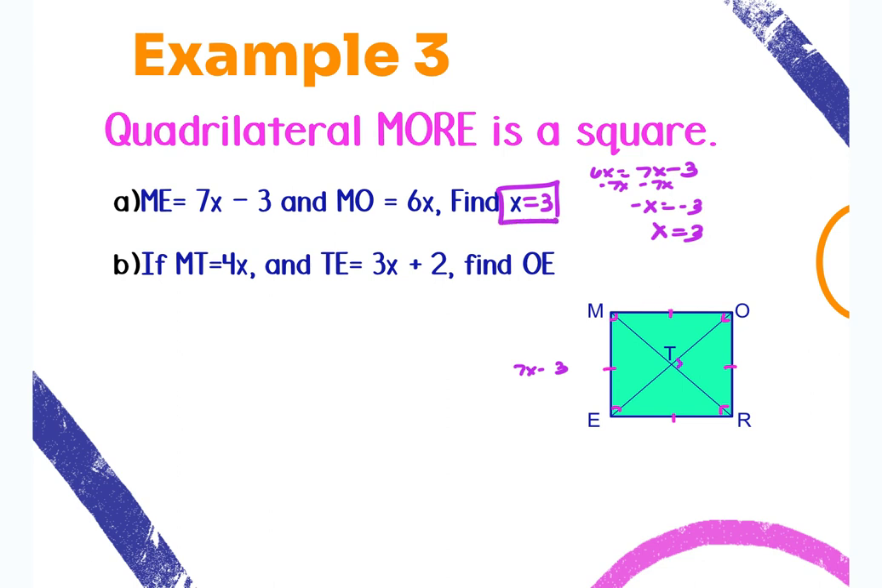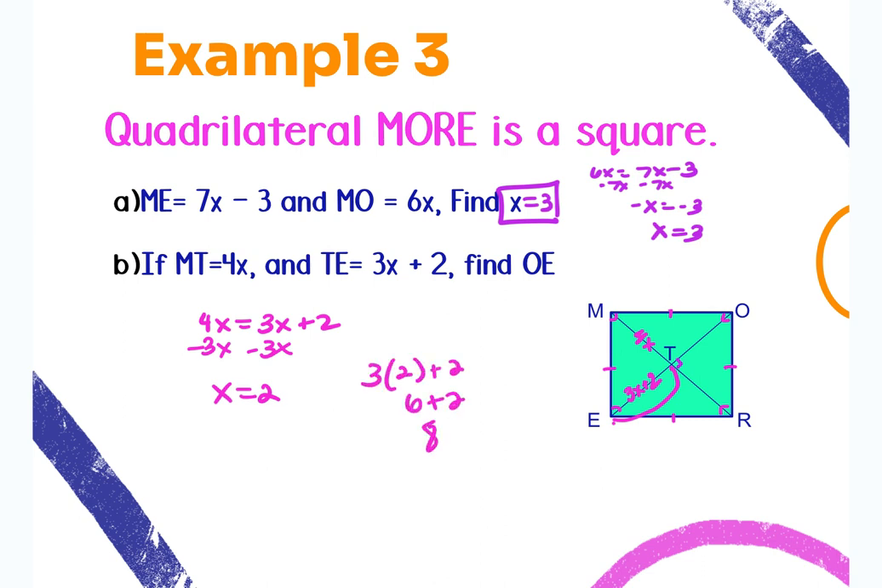For B, it says MT is 4x, and TE is 3x plus 2. Since it's a rectangle and a rhombus, the diagonals are bisected, and they are congruent, which means 4x would equal 3x plus 2. And x is 2. OE is double that TE. So I'm going to find TE, which is 8. And then TO would also be 8. So OE would be 16.